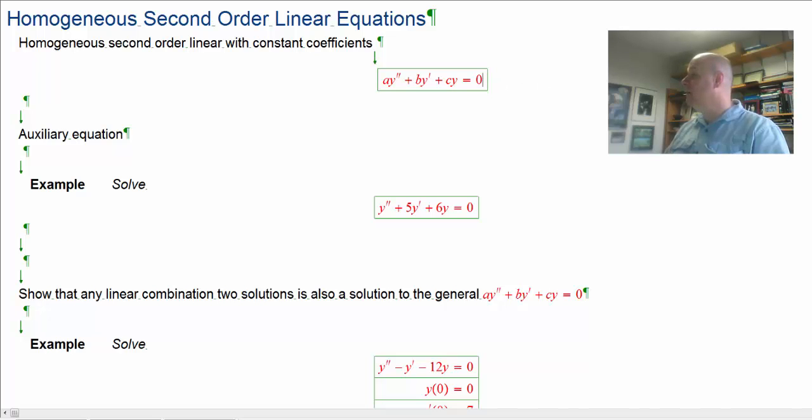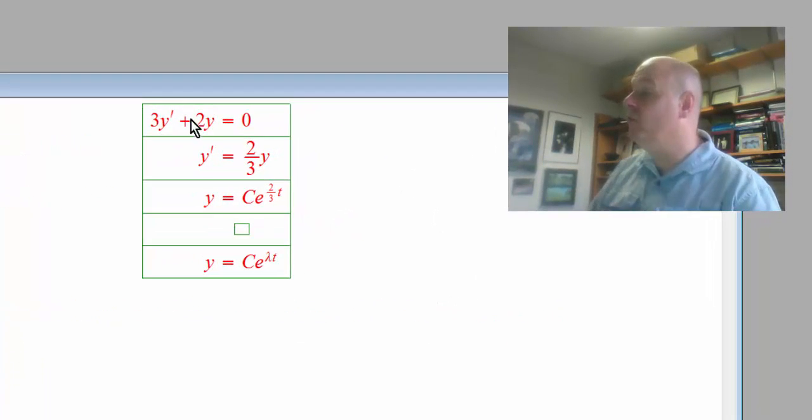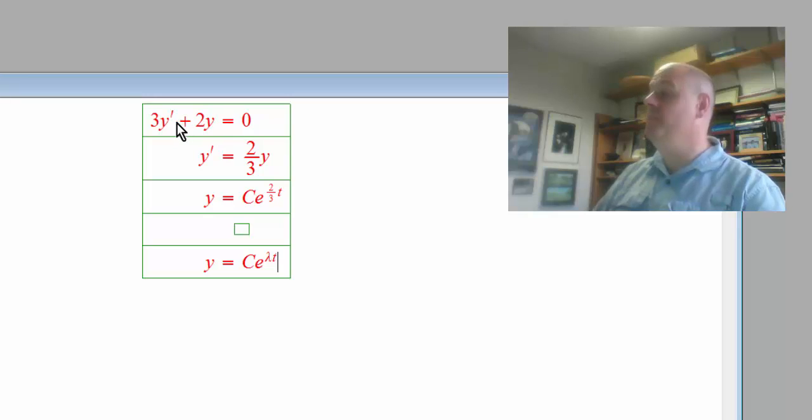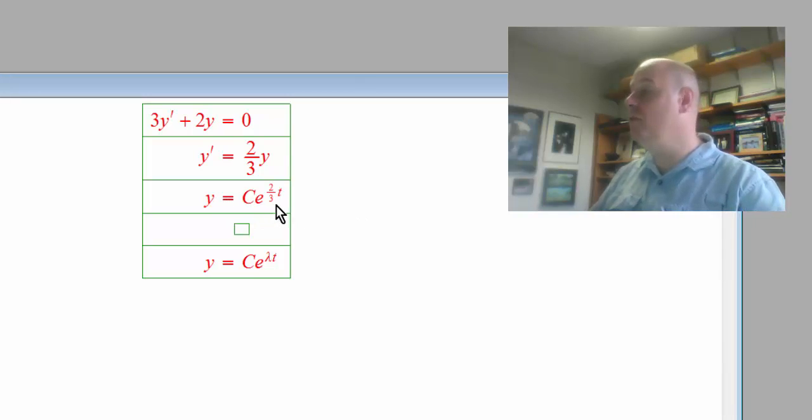Now, to see how to solve this, let's take our inspiration from something we know. Here's a first order linear constant coefficient differential equation. But I can see that I can rearrange this to be y prime is equal to 2/3 y. So basically we've got a rate proportional to the amount present. So it's exponential growth or decay. It's growth in this case because the constant here, 2/3, is positive. So we have our solution: y is equal to a constant times e to the 2/3 t.